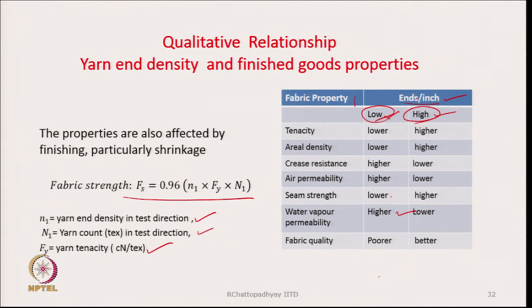There could be other structural parameters also: picks per inch, the total number of interlacements per unit area, the cover factor. These are the things that could be there. So, initially a qualitative understanding is required, followed by a quantitative relationship, if there is one, that can be used.